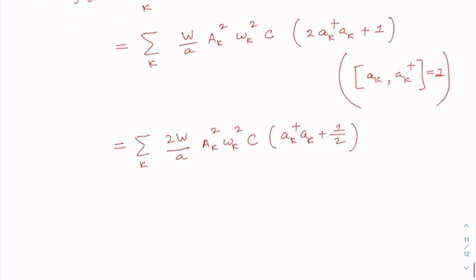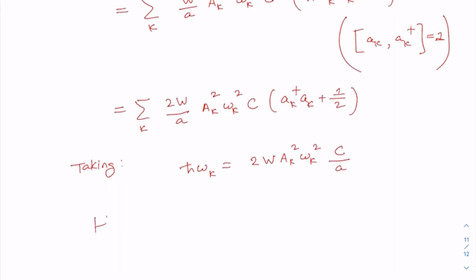Okay, now that's what we did in the class: taking h cross omega_k equal to 2W a_k square omega_k square c divided by a, we can write the Hamiltonian in the usual harmonic oscillator form. That would be summation over k h cross omega_k (a_k dagger a_k plus half).